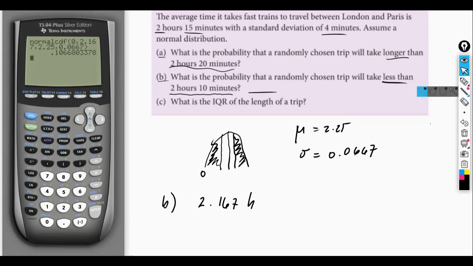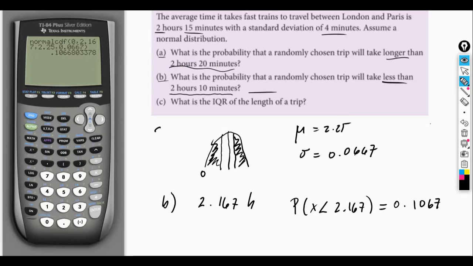So notice, let's write it with formality. We would say that the probability for the random variable x to be less than 2.167 hours is going to equal 0.1067, or 10.67%. Now, because of symmetry, the answer for part A would be the same.